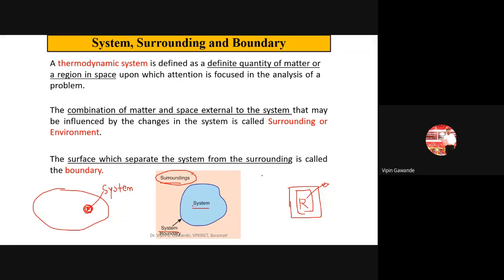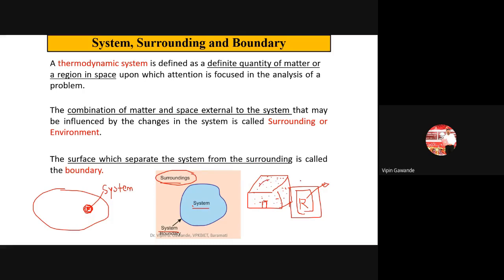Suppose you are sitting in a room now. You have a mobile with you, and you are listening to the lecture. If you consider the air inside your room, that becomes your system. If you want to calculate the properties of the air inside your room, like the temperature of the air and the density of the air, we have considered all the air inside our room as a system.